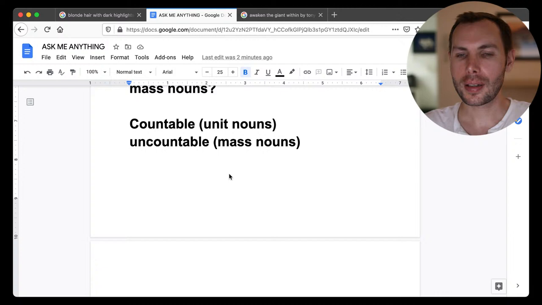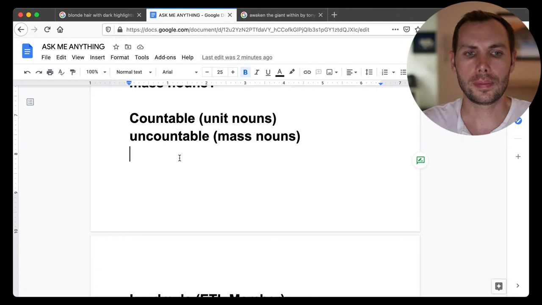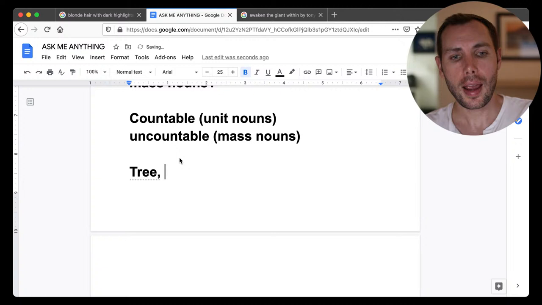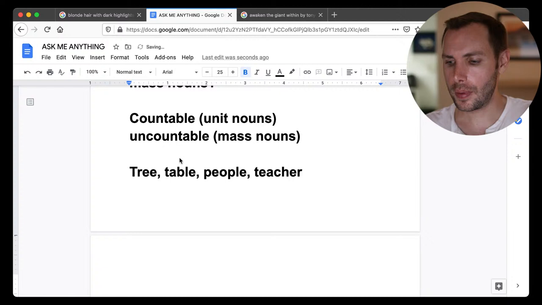All right, examples, please. Countable, uncountable nouns. Okay, well, I can't see any examples in the comments. So let me give you one, okay? Tree is countable, right? Table, people. And remember that, not persons. You could say persons, but that would be very posh. People, teacher. All right, Terry has a good example in the comments.